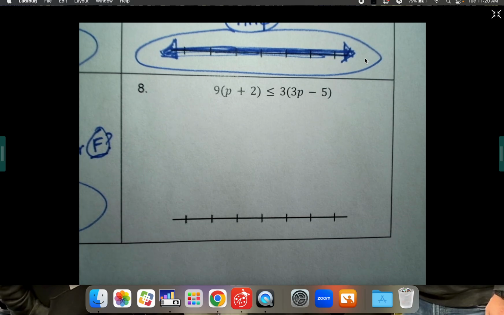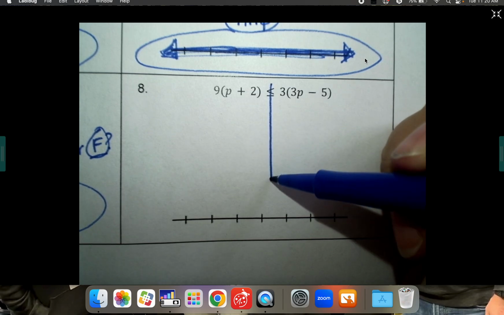Okay, last one. If you want to, go ahead and push pause and try this last one on your own, and then push play again just to double check and see that you got it right. If you're not quite ready to do it on your own, I will work it out now.